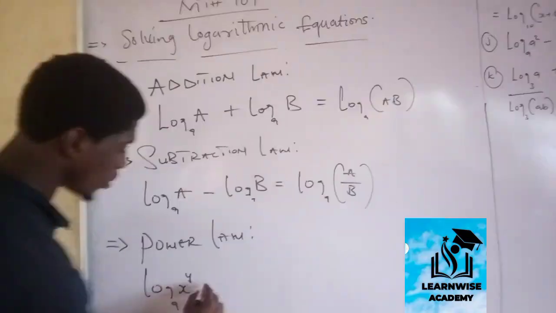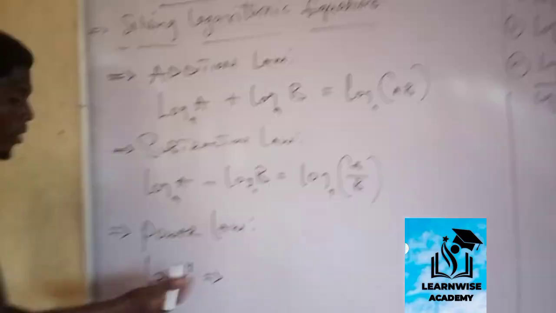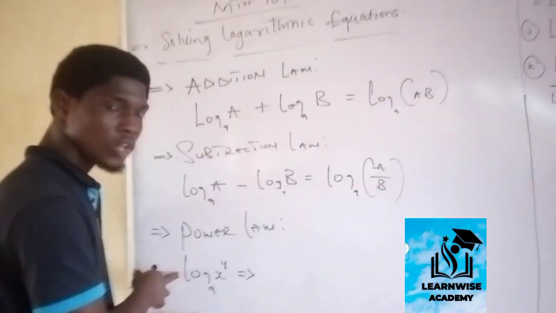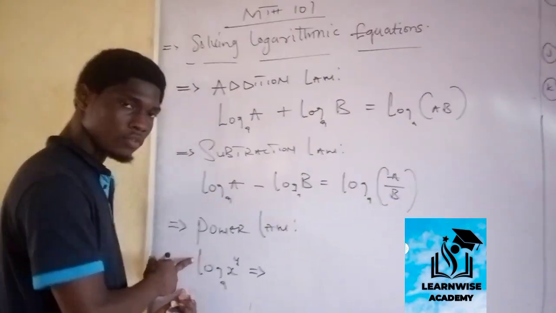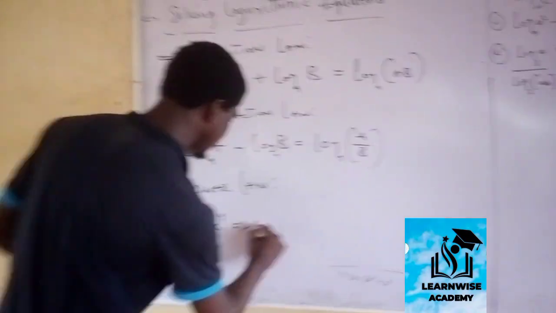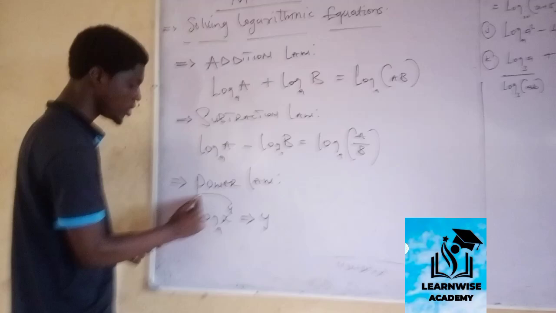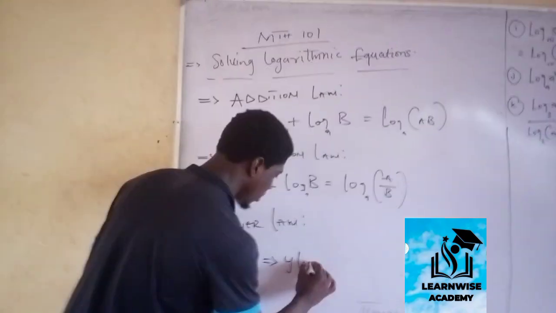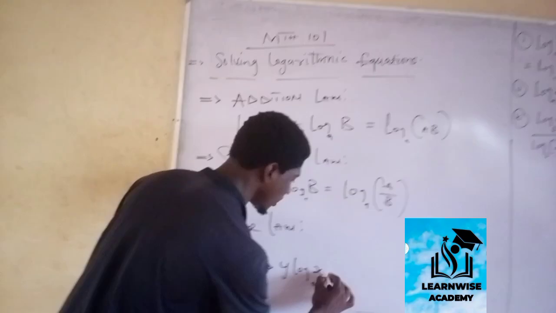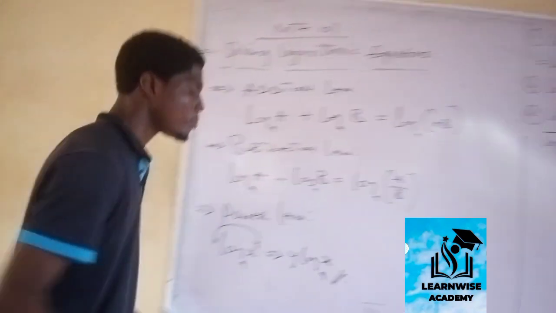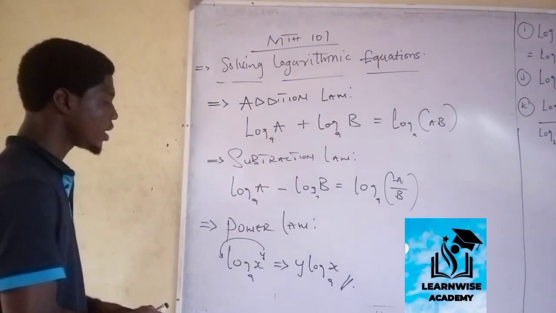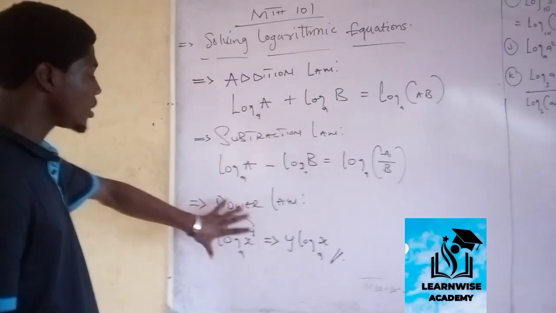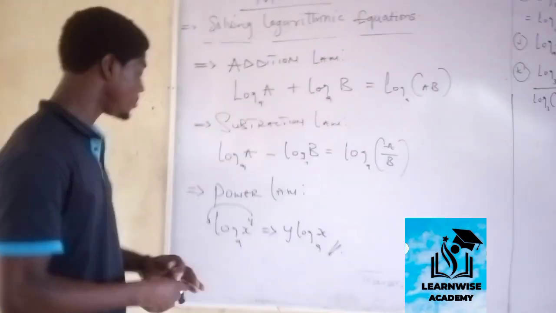Now if you want to resolve this using the power law, the power comes forward to the front of the law. When the power comes forward, we have y. So we have y log base A of x. So this is your power law. Then we are going to be looking into the power of the base, which is the last one.